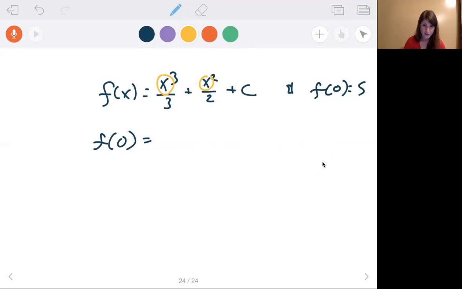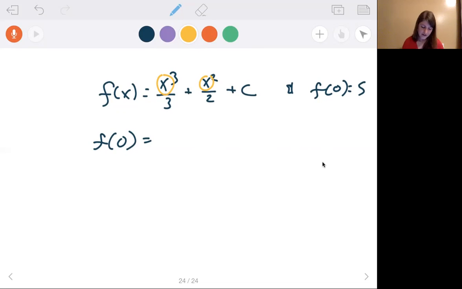Now, what if it was not f of 0? If you had something like, for example, instead of 0, 5, maybe the point 1, 2. This would actually be quite a bit harder and maybe some messier fractions potentially. In this case, we would have plugged 1 in instead of our x. So 1 cubed over 3, plus 1 squared over 2, plus c, and that should have given us 2.